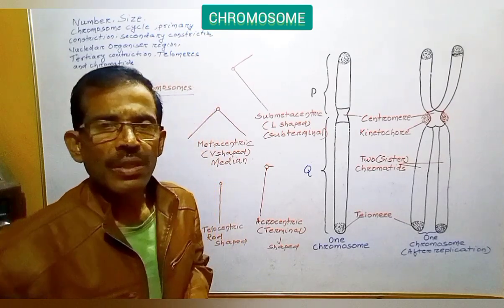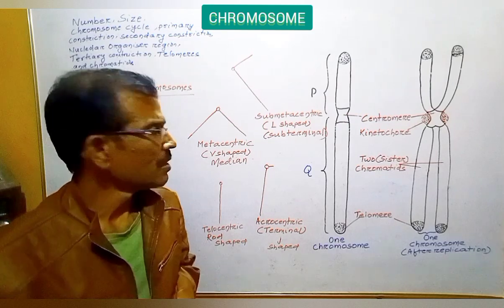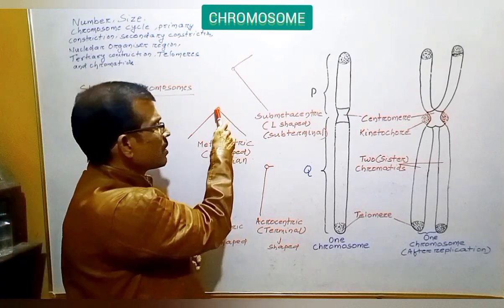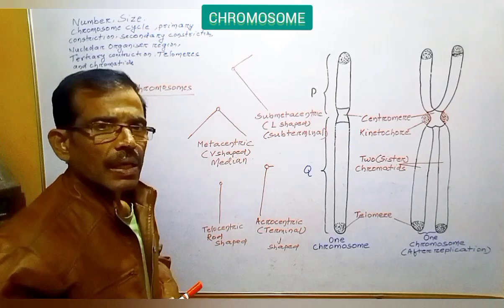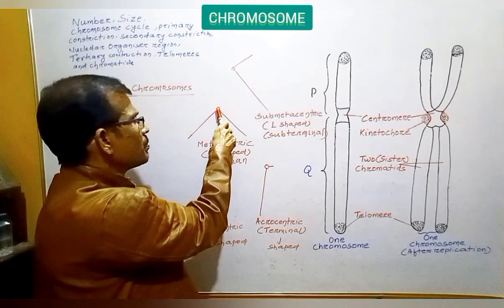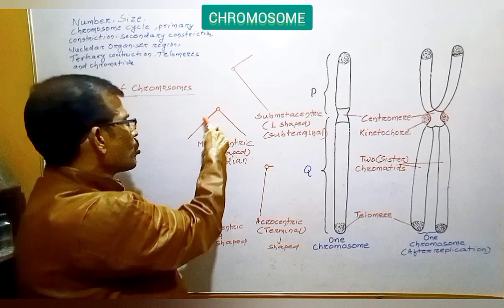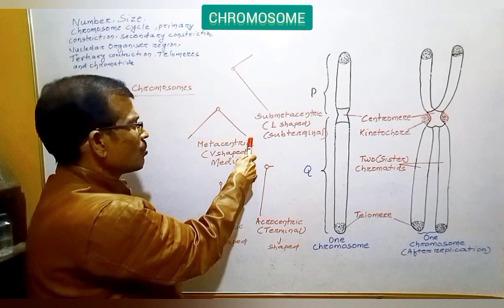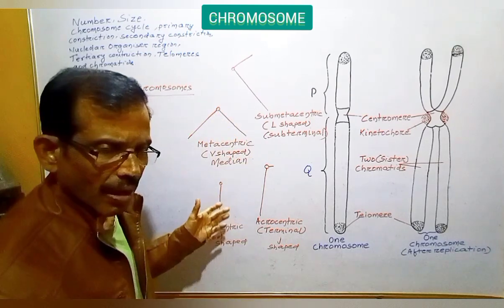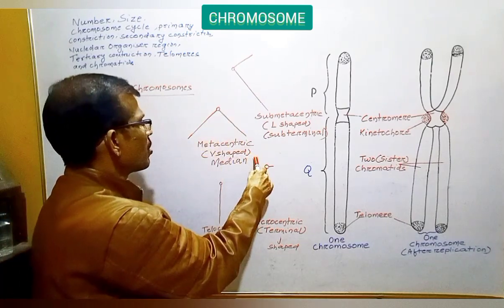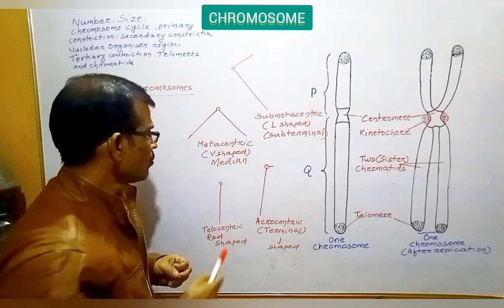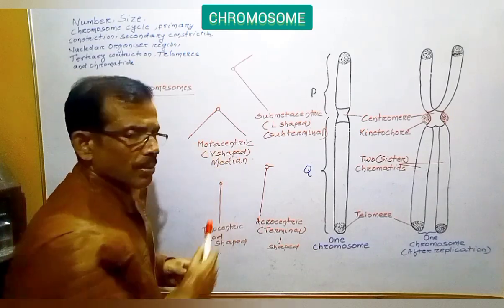The position of the centromere varies. It can be median, subterminal or terminal. If the centromere is median, then both the arms of the chromosome become approximately equal in length. Such a type of chromosome is called a metacentric chromosome, which is V-shaped.